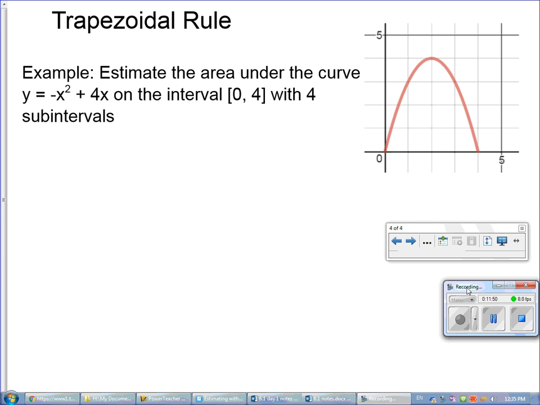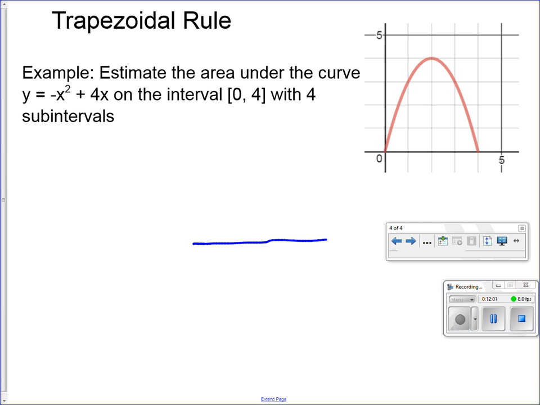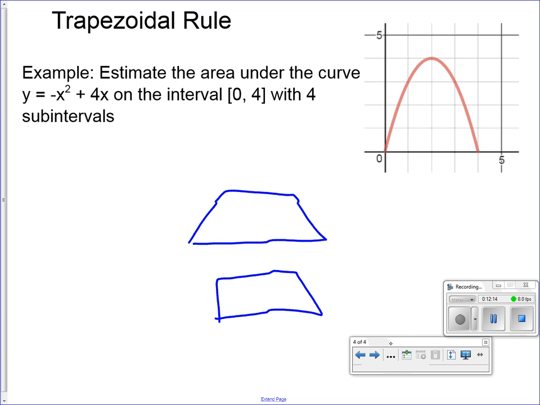So the last way we're going to approximate is by, instead of using rectangles, we are going to use trapezoids. So the trapezoid you may have seen in geometry might have looked like this. They also could have looked like this. And what we're going to do is we're going to turn these trapezoids on their end. We're going to rotate them so that they look like this.